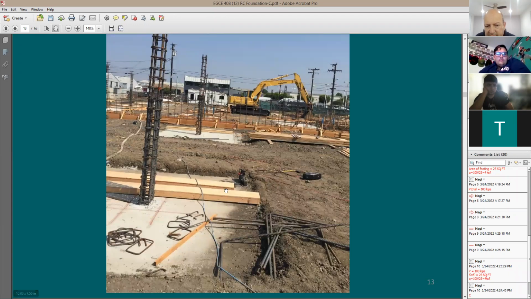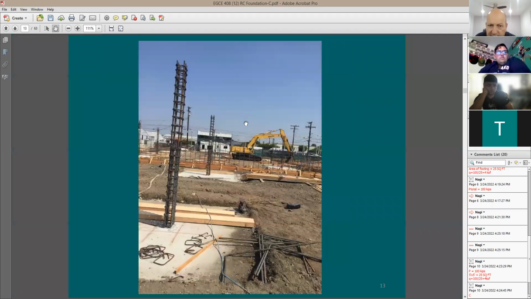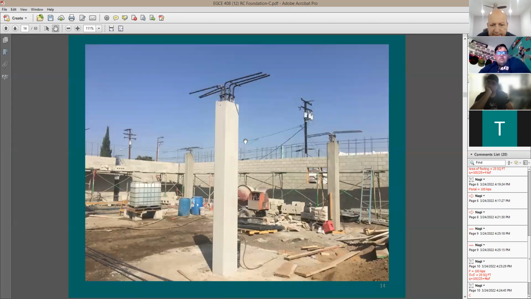And here's the footing. You see that? They filled the hole with concrete. Same thing here, same thing there. And construction is just moving on. Now they cast the column.